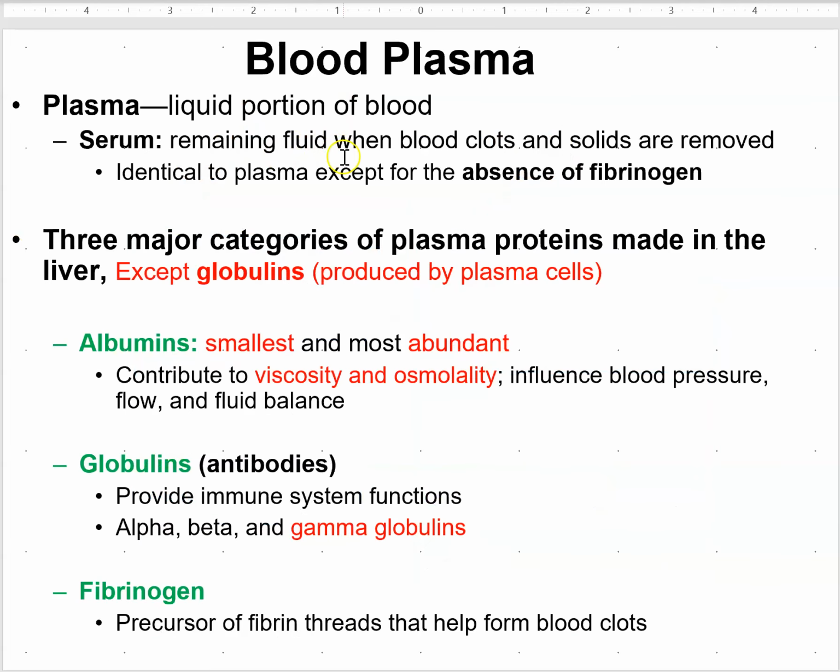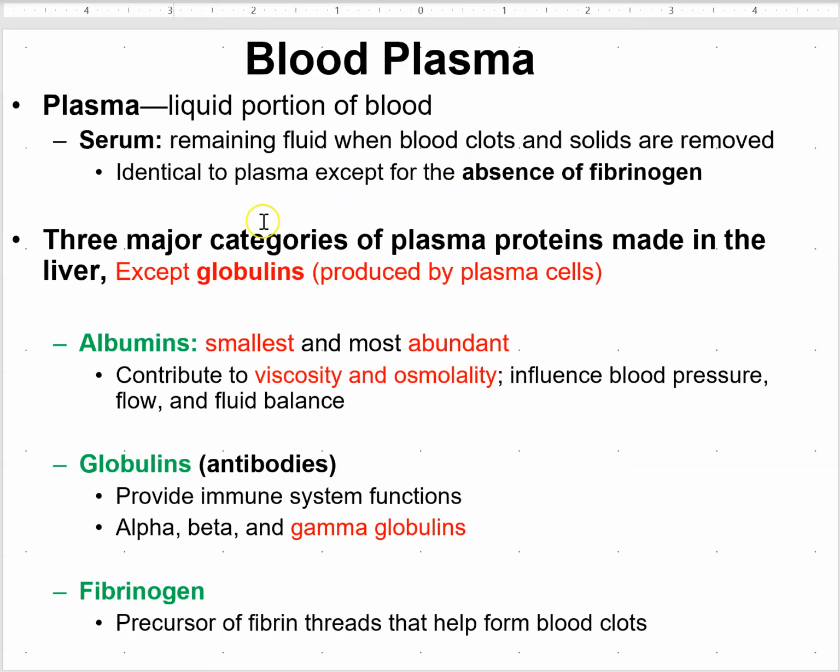Okay. So the plasma portion is the liquid, watery portion of the blood. So when you spin blood down, the bottom portion is really dark due to the presence of red blood cells, and the top is an amber color liquid, which you call plasma. Now, serum is the fluid that remains when you remove the clotting factors and clotting proteins from the blood. So that's called serum.